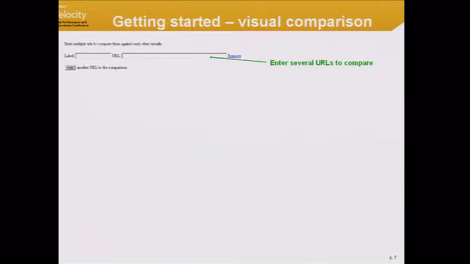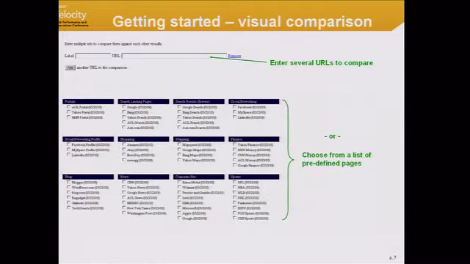Now here's the real cool stuff, the visual comparison. There's two ways to do this. You can enter a series of URLs and kick off a video comparison, or there's a set of predefined tests of standard websites that you can just check a box, and these are run periodically, so you'll be seeing the results of the standard runs.